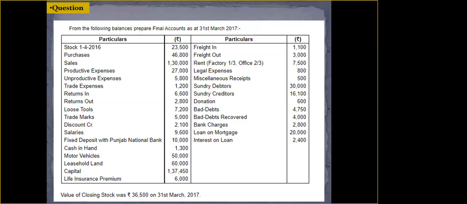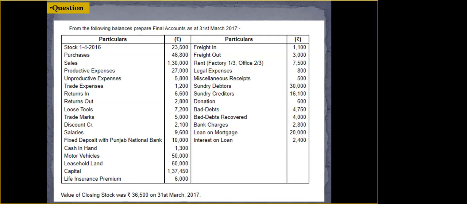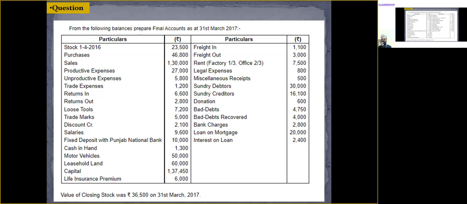Sir, will it be in profit and loss? Correct. It will be recorded in the profit and loss account. On which side? Debit. Debit side. Perfect. Sir, before that, there is unproductive expenses also. Yeah, that is what I'm talking about.